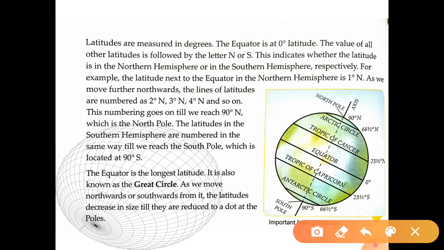Likewise, the equator, which is the longest latitude, is also known as the Great Circle. As we move northwards or southwards from it, the latitudes decrease in size till they are reduced to a dot at the poles. However far we move towards the northern side, the length of the latitudes decreases, till the North Pole, and at the North Pole, at 90 degrees, only a dot will be there.